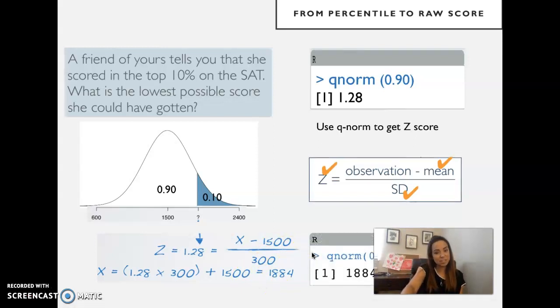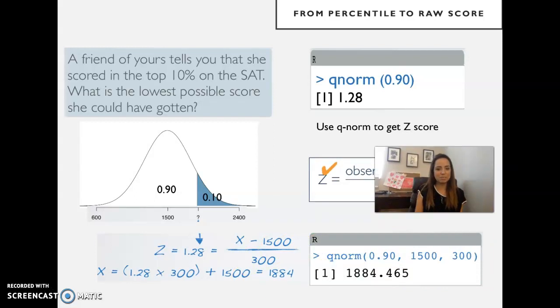As you can imagine, we don't need to do these calculations by hand. We can use qnorm, extended. You don't need to get this intermediate z-score. R will do everything for you in the background. All you have to do is pass the percentile, the mean of the test takers, and the standard deviation of the test takers, and R will output for you the score. So we use pnorm when we want the percentile, and we use qnorm when we have the percentile and we want the score.